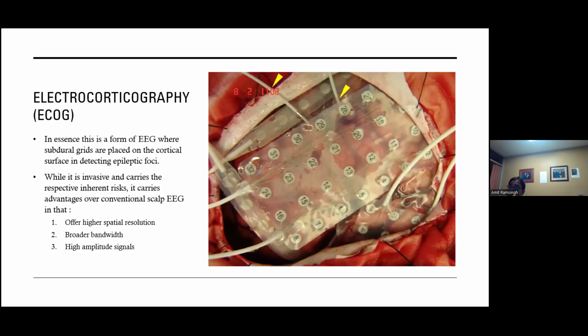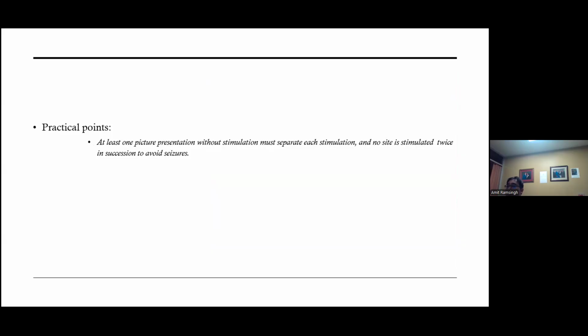But it carries advantages over your conventional scalp EEG in that it offers higher spatial resolution, broader bandwidth, and higher amplitude signals that would otherwise not be generated if you're recording from the scalp. Now, at least one picture presentation without stimulation must separate each stimulation, and no site is stimulated twice in order to avoid seizures. And why is that important? Why we're working so hard to avoid seizures is because seizures could actually influence the reliability and the accuracy of our mapping.